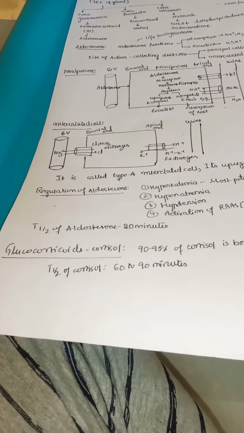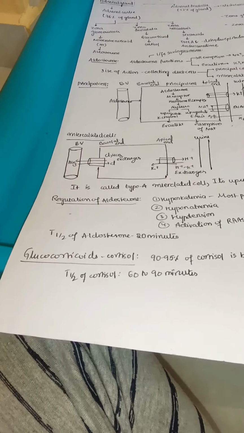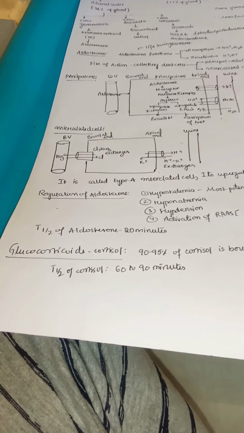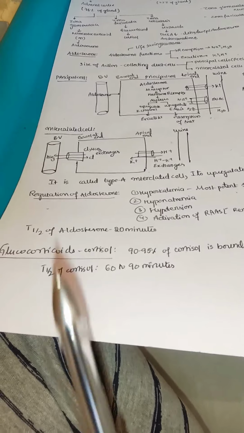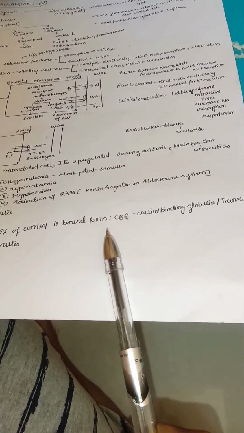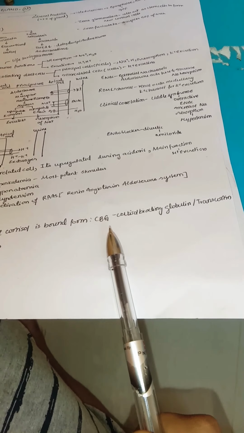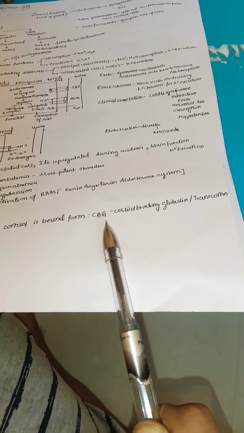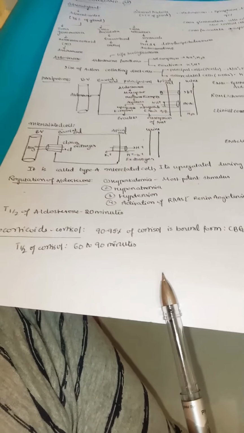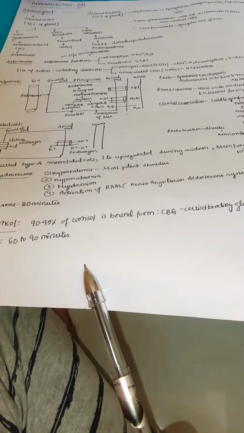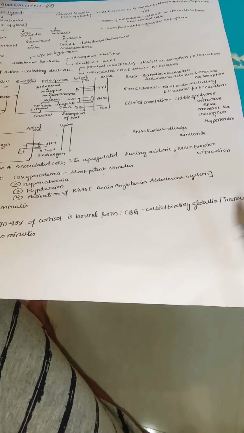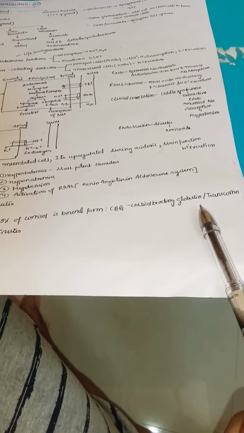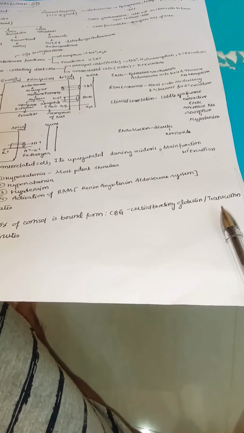So now we'll move on to glucocorticoids. So in glucocorticoids, mainly we discuss cortisol. So these are mainly released from zona fasciculata, right? So 90 to 95% of cortisol is in the bound form. The bound form is binding to a corticoid binding globulin, also called transcortin. So remember, cortisol is always in bound form. That too, that binding protein name is corticoid binding globulin, also called transcortin.